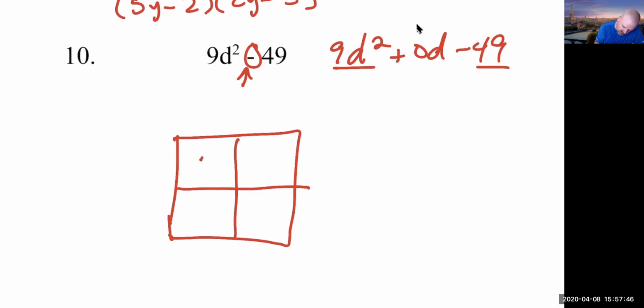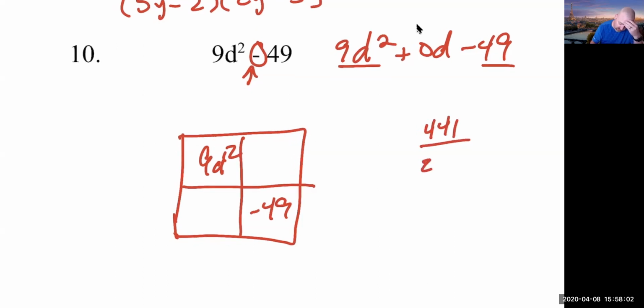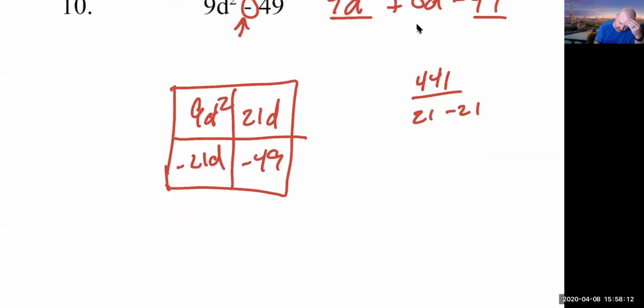help. Anyway, 9d squared and -49, which if you multiply 9 times 49, you get 441, which turns out to be 21 times 21. So if one's positive and one's negative, you get opposites and they will add up to 0. And that's what you're looking for, is opposites there.